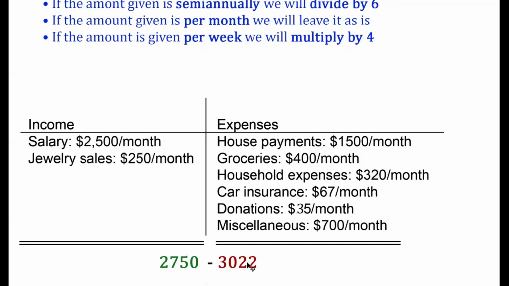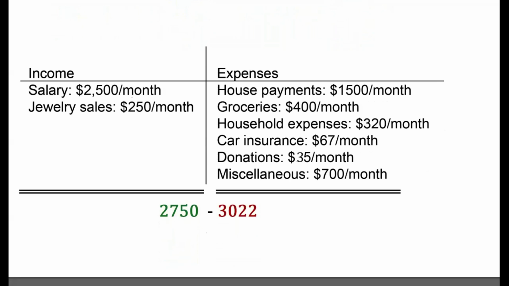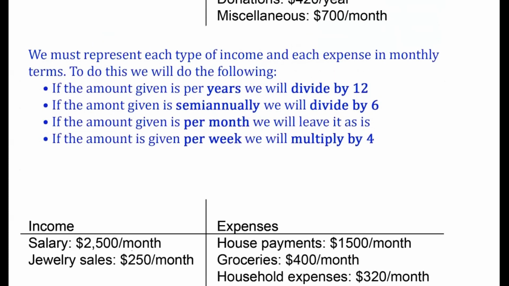Now, once you have added up each column, what you're going to want to do is take the income minus the expense. So to get our net monthly cash flow, we're going to do 2,750 minus 3,022. Again, go ahead and grab your calculator. When I did 2,750 minus 3,022, I got negative 272. So that's my net monthly cash flow. And this basically means this person's not spending their money well. They are overspending by almost $300 every month. Maybe they should hire a financial advisor. But this is the general process for finding the net monthly cash flow.